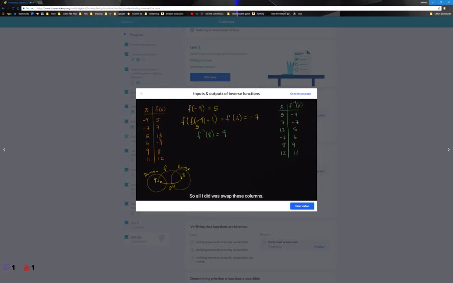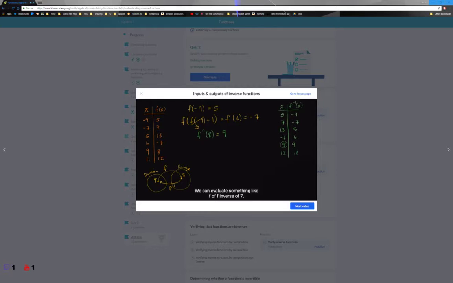So all I did is really just swap these columns. The f inverse maps from this column to that column. So now it becomes a little bit clearer. And you see it right over here: f inverse of 8, if you input 8 into f inverse, you get 9. So now we can use that to start doing fancier things.